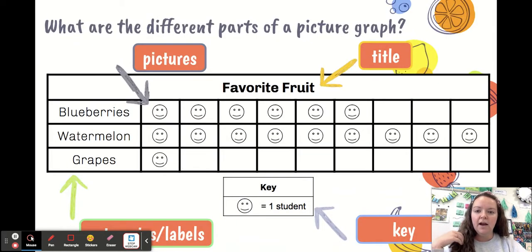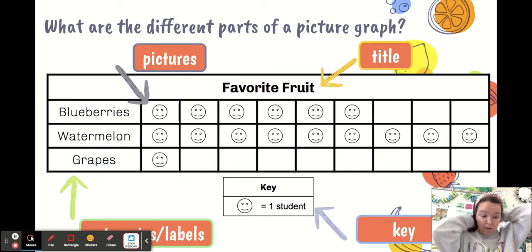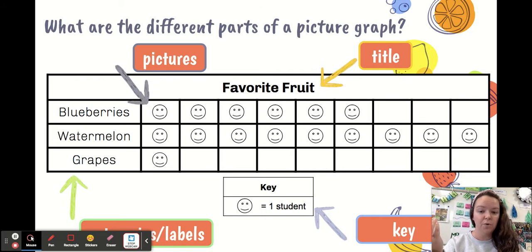All right, so the different parts of a picture graph, like I said, we have the title, we have the pictures used to show the data, we have labels and categories, and we have a key. Now, sometimes in picture graphs they'll show one object that might represent more than one thing. So if there's a lot of votes for a certain category, let's say there's 50, we might not have room for 50 pictures, so they might say each smiley face is worth 10. So every picture you see is going to be 10 votes, so 10, 20, 30, and things like that. Here this tells us one picture is one student, so it's simple for us today.